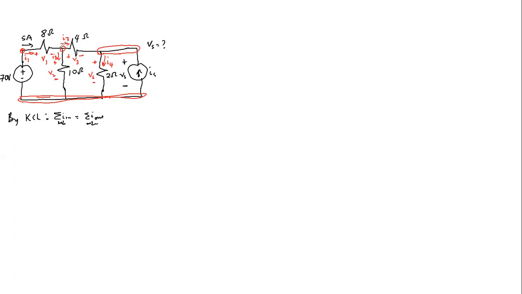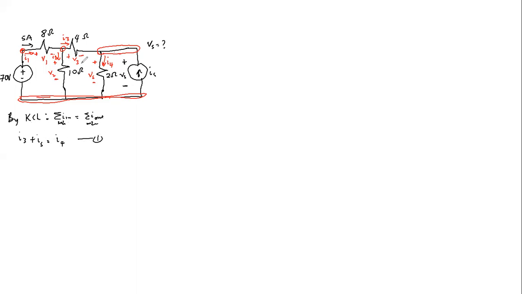I3 flows in from the 4-ohm resistor. I3 is equal to I4 flows out, and then we see that IS is also flowing in. So we have two current values flowing in. I3 flows in, IS flows in, sum of current flowing in is equal to I4. Only I4 is flowing out. And this is our first equation here.